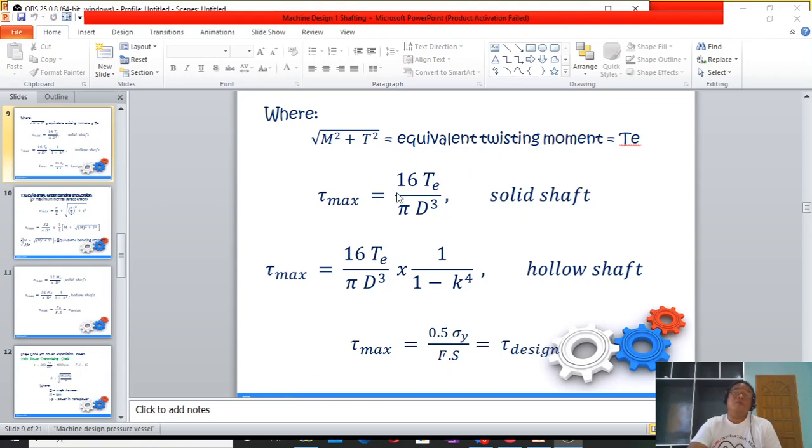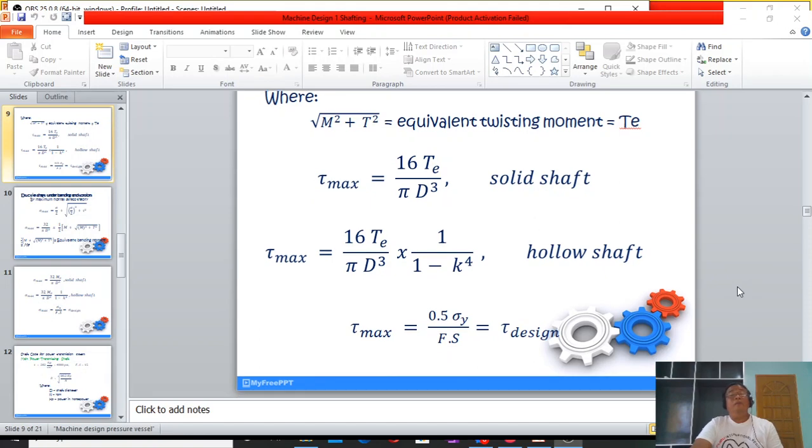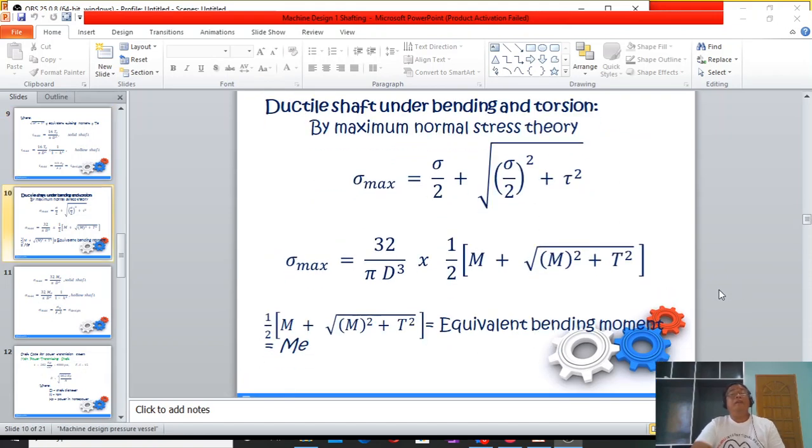Take note, class, this is for a solid shaft. But for a hollow shaft, you multiply it again by 1 over 1 minus k to the fourth. Take note, class, that the maximum shearing stress equals one half of the yield strength over the factor of safety. That covers the ductile shaft under bending and torsion.